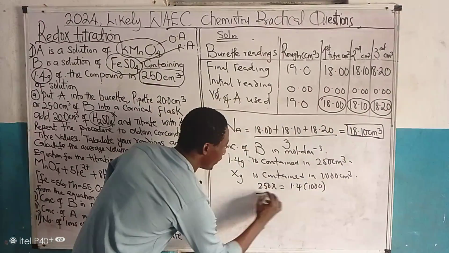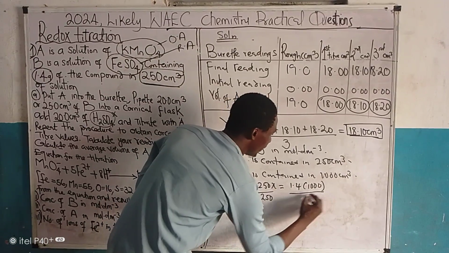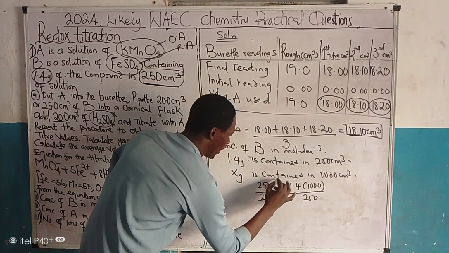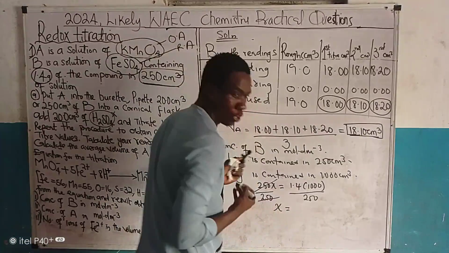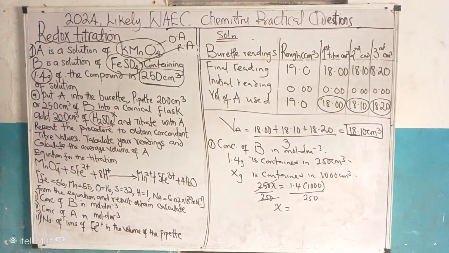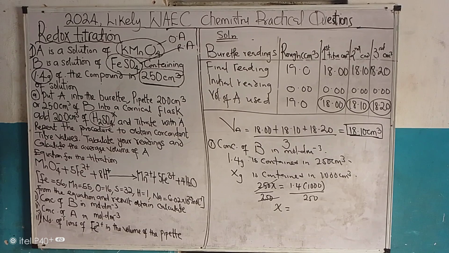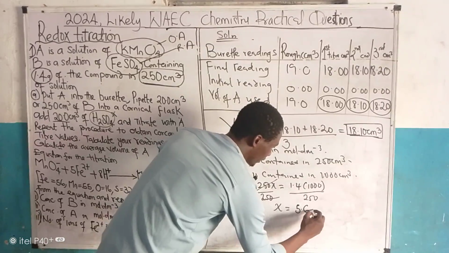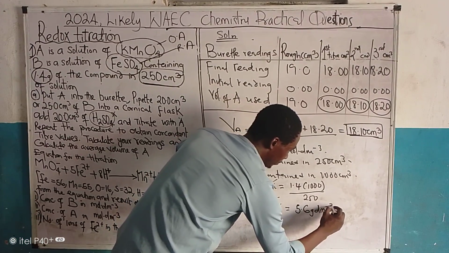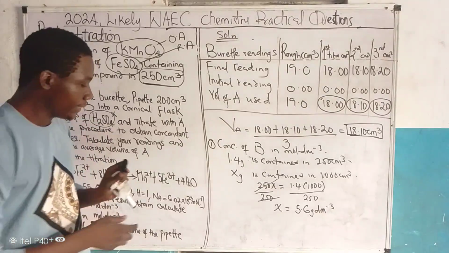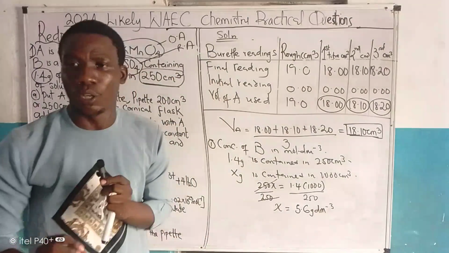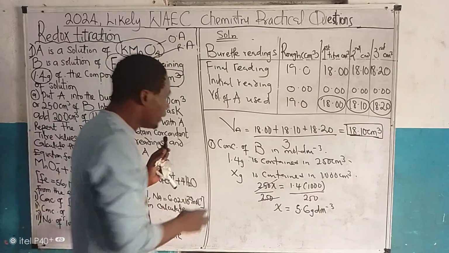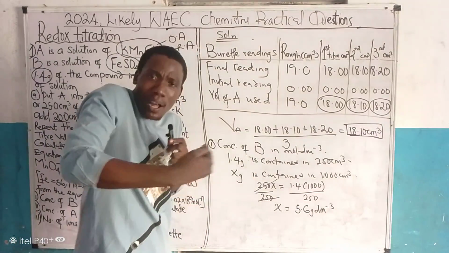So what do we do? Divide both sides by 250. Divide here by 250. This one cancels, and this x will give us what? Please do that carefully. Okay, so we have 5.6 gram per dm3. Yes, this is our mass concentration. This is the mass of B that is in 1000.